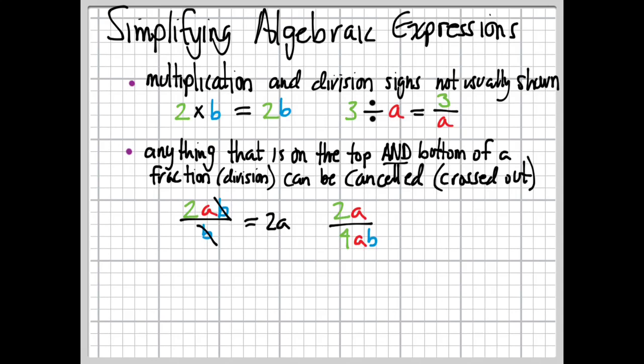Okay, another example. 2a over 4ab. We see that there are a's on the top and the bottom. We can cancel those out. We also see that we have a 2 and a 4, which if you just had the fraction 2 over 4, you'd be able to reduce that, right? And you can do that here as well. So whenever we simplify, we also reduce. So 2 over 4, the 2 cancels, and that 4 on the bottom becomes a 2, right? 2 over 4 is 1 over 2.